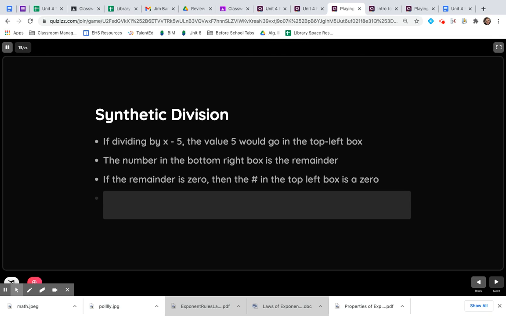If the remainder is 0, that means that the number in the top left is a 0. And so that's how we're going to actually test for zeros, is if we get 0 at the end for our remainder, then it's a 0. If not, then it's not.